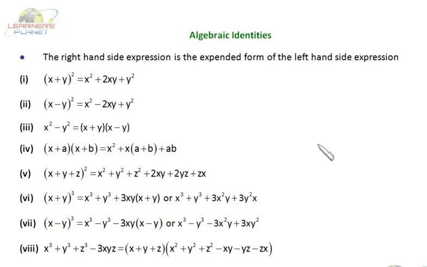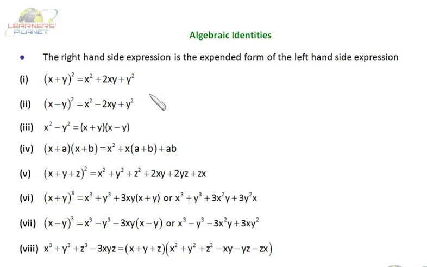Now friends, let's discuss some basic algebraic identities before we proceed to the problem solving session of factor theorem and remainder theorem. You should learn these identities, and they will be useful for you as long as you study algebra in your career. So let's discuss them one by one, and definitely you have to memorize them.